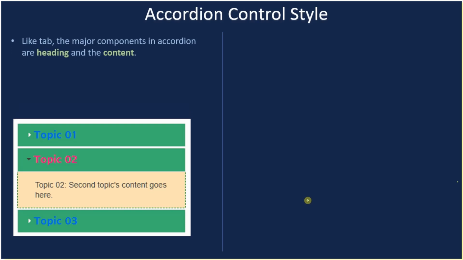Like tab, the major components in accordion are heading and content, right? Here if you see, this topic is the heading, and here the stuff that gets displayed after expanding the topic is the content. So these are the two major parts, topic and content.